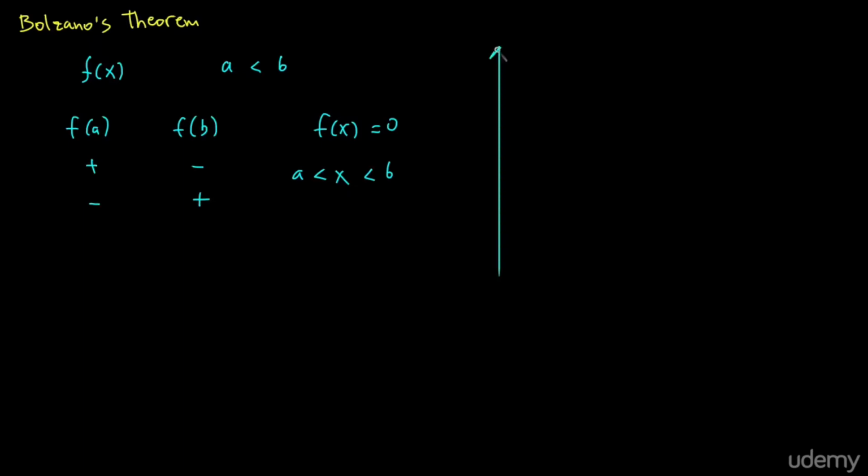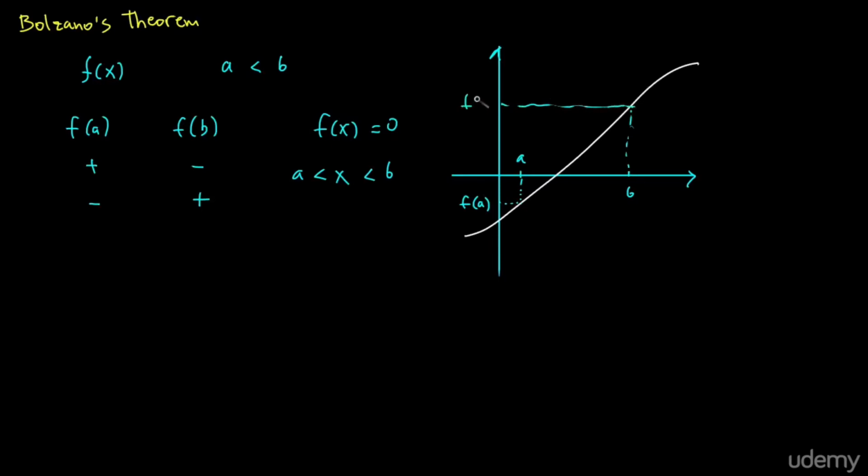Let's actually draw a simple graph like so. Essentially, let's imagine that you have a function going like this. You take 2 points on it. You take point A and point B. Now, point A gives us a negative f of a. So f of a is negative. And here, the point is actually positive. So here, f of b at this point is positive.